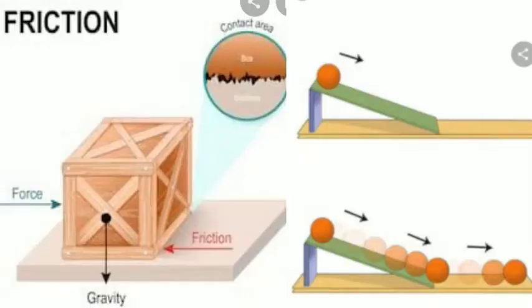Now, what is friction? When two things touch each other or move against each other, a force develops that slows the movement. This force is a special force called friction or frictional force.